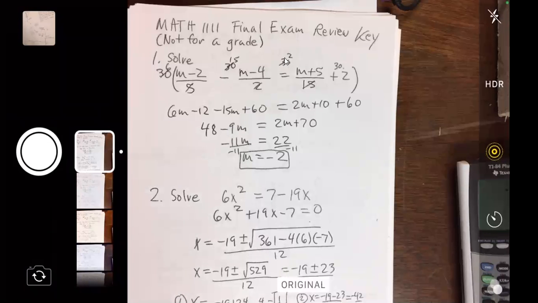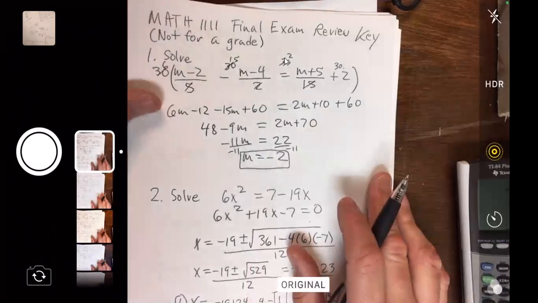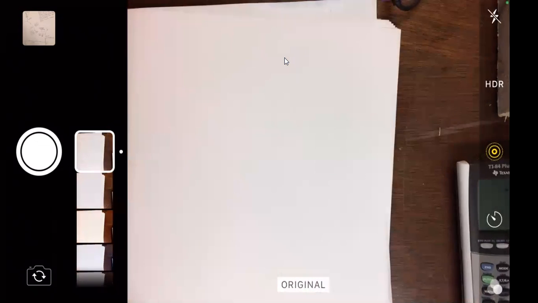This is the Math 1111 Zoom meeting. Monday, 11/23, final exam review. I'm going to go over problems that are on the final exam review sheet and work them out.